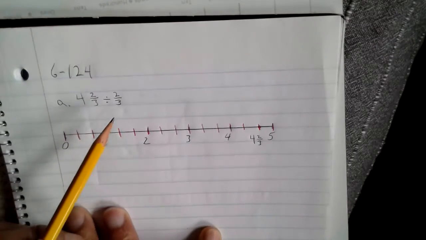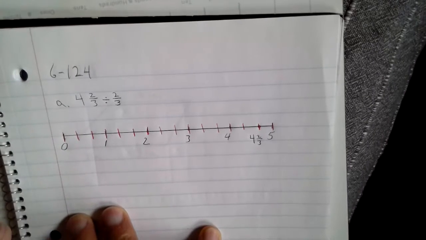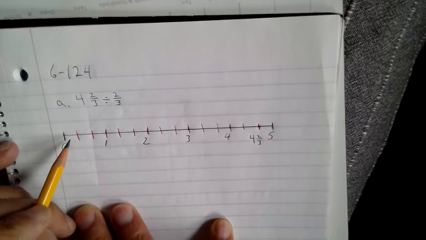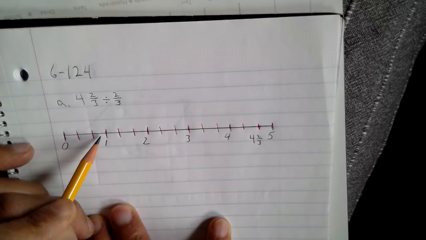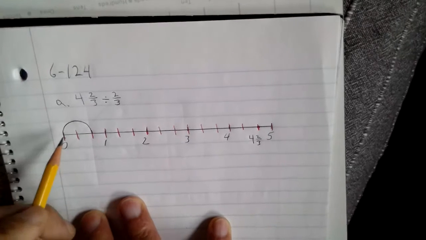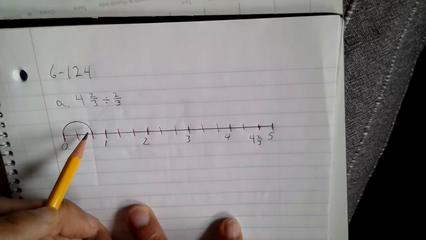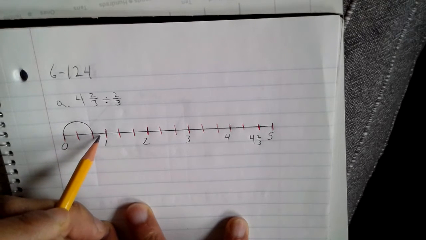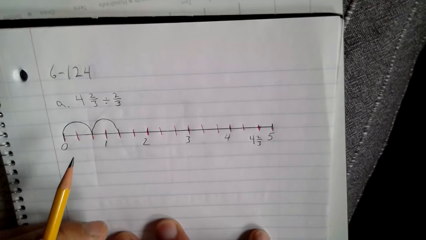Let's see what happens. Now I need to see how many complete groups of 2/3 I can take out of 4 and 2/3. So I'm going to start taking out groups of 2/3. Here's 1/3, 2/3, 3/3. I'm going to use this arc idea. So right there, 1/3, 2/3, that's one complete group of 2/3. That's one group I could take out. Let me do the same thing. 1/3, 2/3. That's another complete group of 2/3 that I could take out.